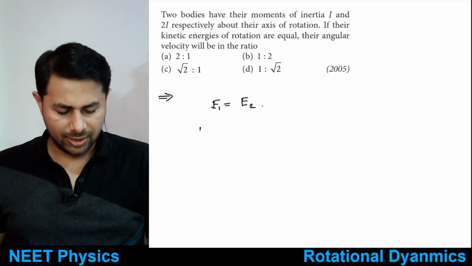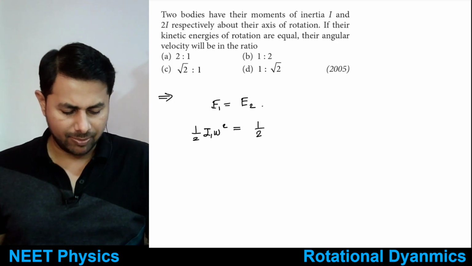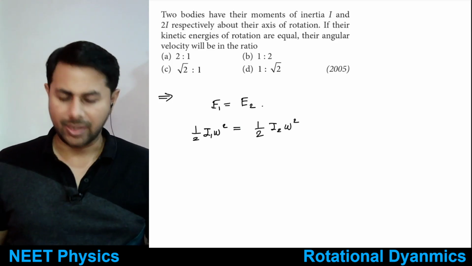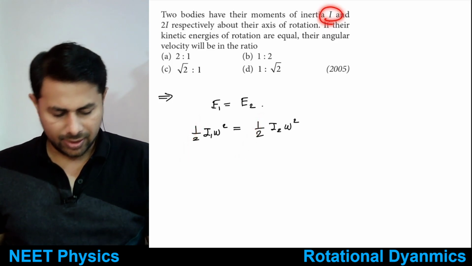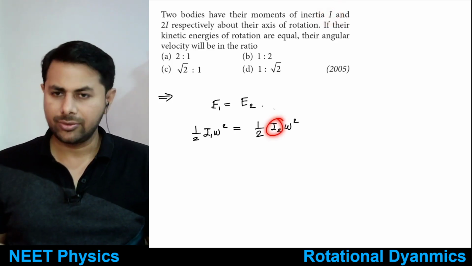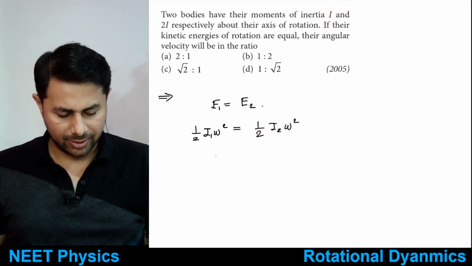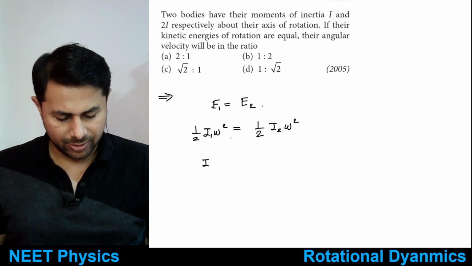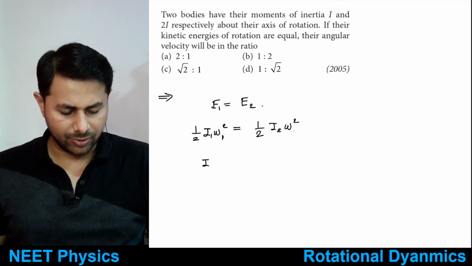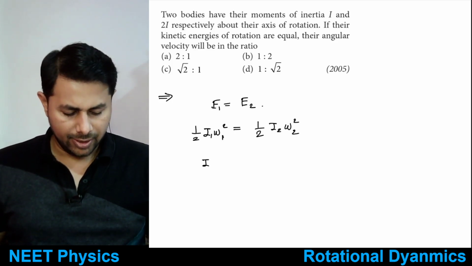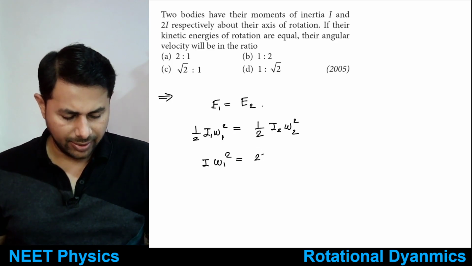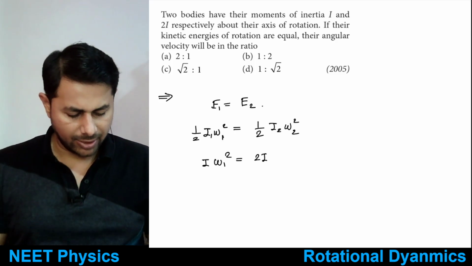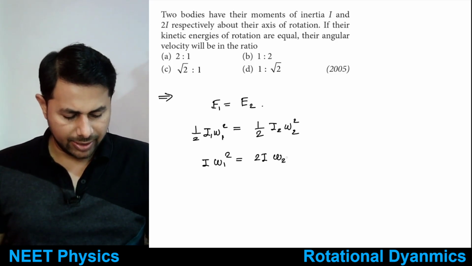So E1 is equal to E2. E1 is half of I1 omega square. E2 is equal to half of I2 omega square. So cancel out half and half. I1 is I, I2 is equal to 2I. So this is I times omega 1 square is equal to 2 times I, this is the moment of inertia I2 of the second body, times omega 2 square.